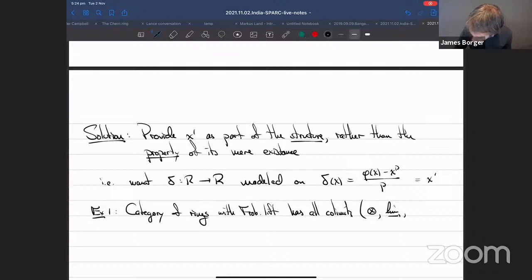So direct limits. It also has co-equalizers. So these are all examples of co-limits, and in fact, if you have all of these, you'll have all co-limits by combining them. It also has all products. So if you take the product of two rings with Frobenius lift in an obvious way, the resulting ring has an endomorphism which lifts Frobenius, but not all limits.